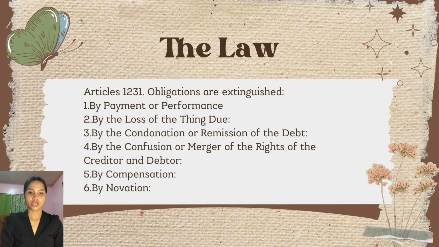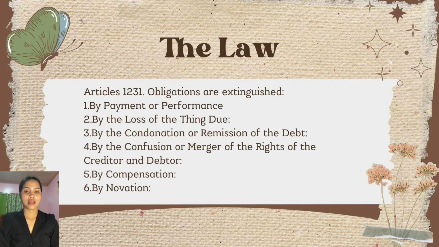Fifth, by compensation. Compensation involves the offsetting of mutual debts between two persons to the extent that they cancel each other out. When compensation is legally established, it extinguishes both debts. Sixth, by novation. Novation refers to the substitution of a new obligation for an existing one, with the intent to extinguish the old obligation. It involves a new agreement between the parties, resulting in the discharge of the original obligation.